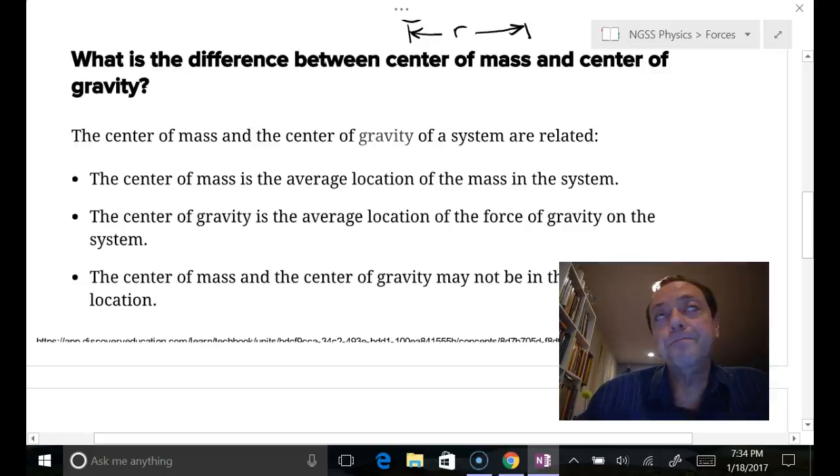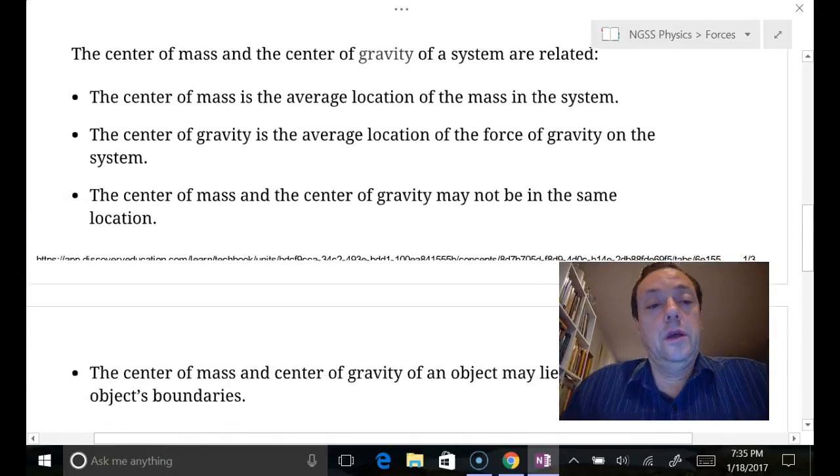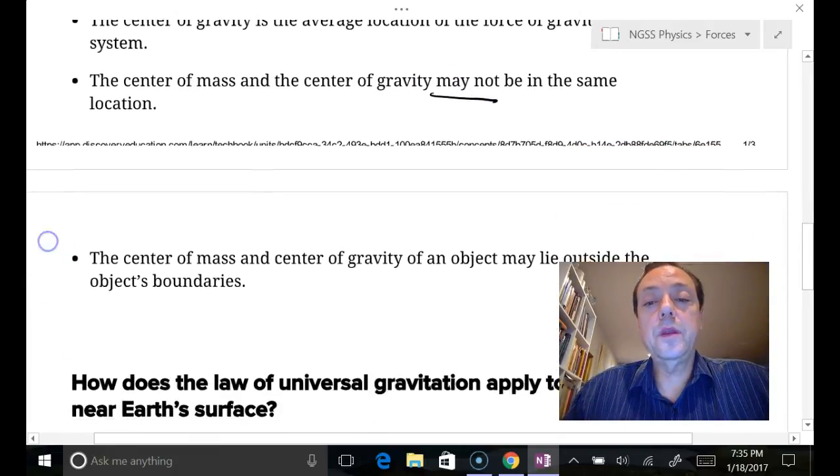In other words, for example, if there's a large mass a long distance away, like a tidal force from a planet or a moon, there's sometimes enough difference in gravitational field for the center of gravity and the center of mass to be different. Near the surface of the Earth and for small objects, for the most part, they're identical. So they may not be in the same location, but typically they are.